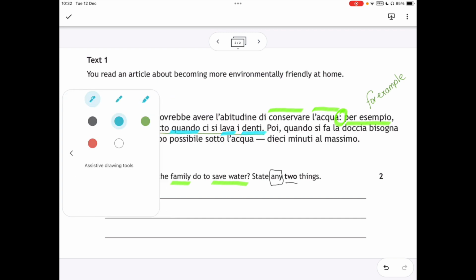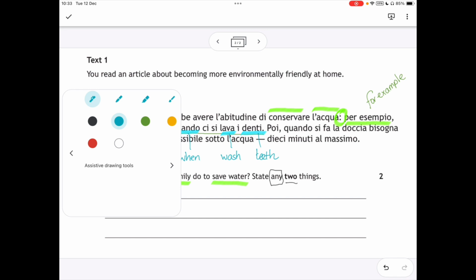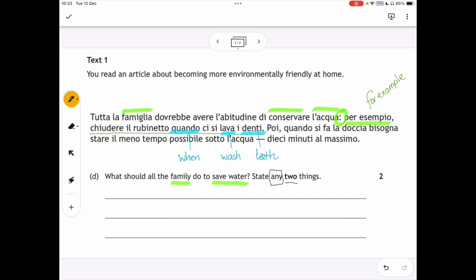So I know that this means wash, and this means teeth. So we know that it's going to be something about, well, we wouldn't say washing your teeth, but cleaning your teeth or brushing your teeth. Therefore, to be able to get this answer, I'm going to need to look up this word and this word.